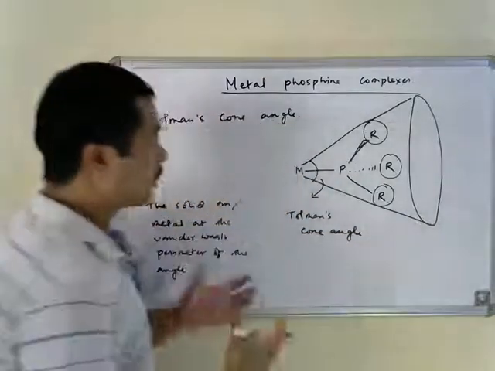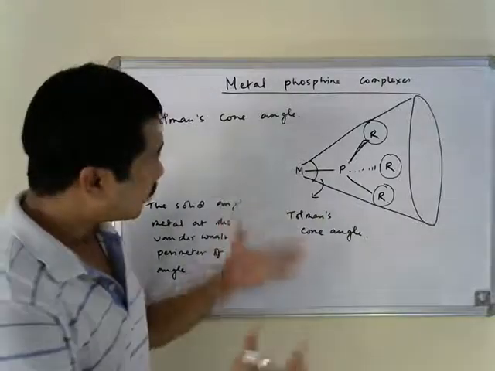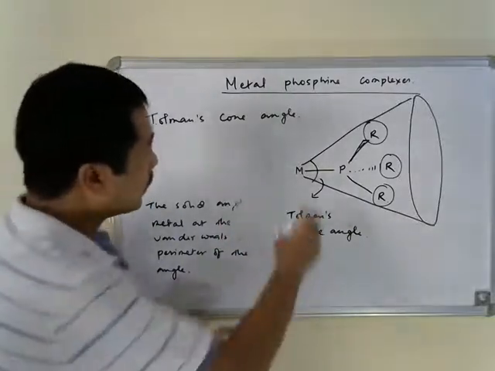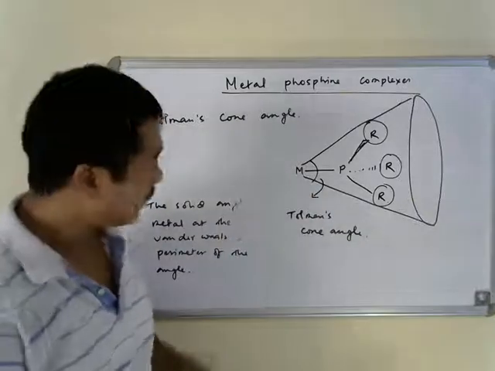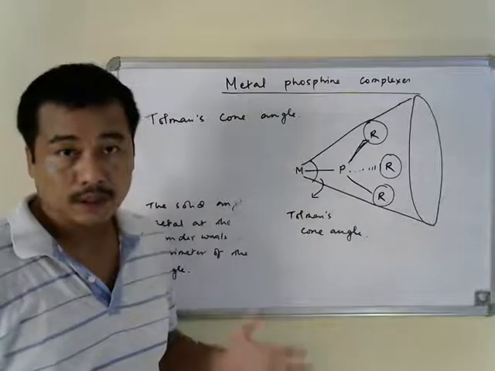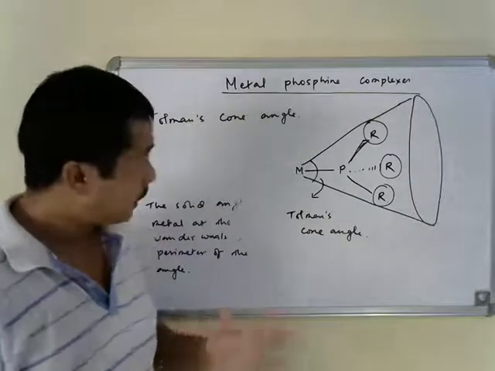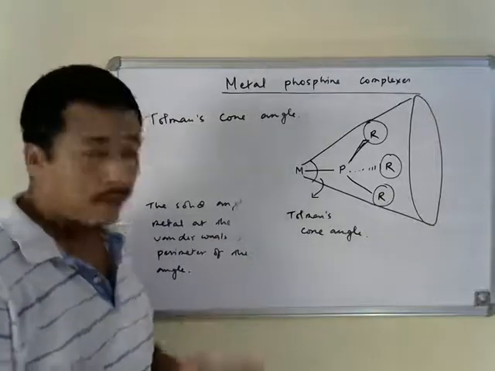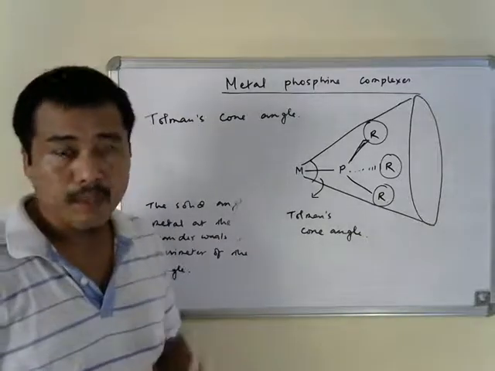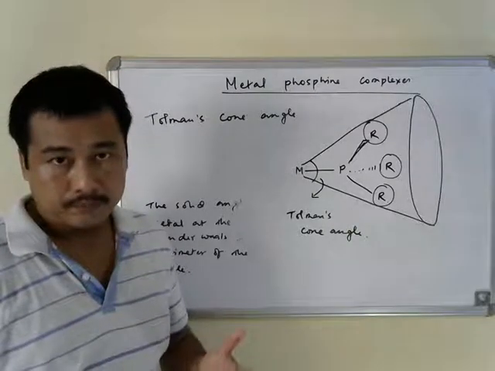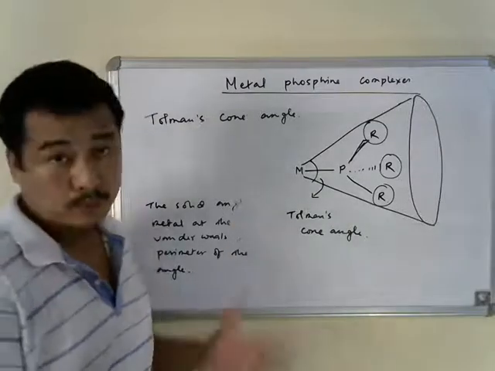Now this is a measure of steric bulkiness of the ligand, because if you have more bulky ligands, the cone angle is going to open up and they will have a larger cone angle, and for ligands which are not so bulky, the cone angle is going to be smaller. So just by looking at the cone angle or by comparing the cone angle, we can compare the bulkiness of two phosphine ligands.